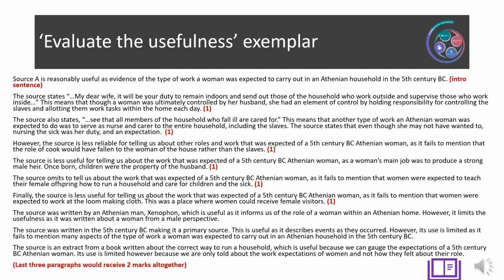However, it is limited as it fails to mention many aspects of the type of work a woman was expected to carry out in an Athenian household in the 5th century BC. The source is an extract from a book written about the correct way to run a household, which is useful because we can gauge the expectations of a 5th century BC Athenian woman. Its use is limited, however, because we are only told about the work expectations of women and not how they felt about their role.